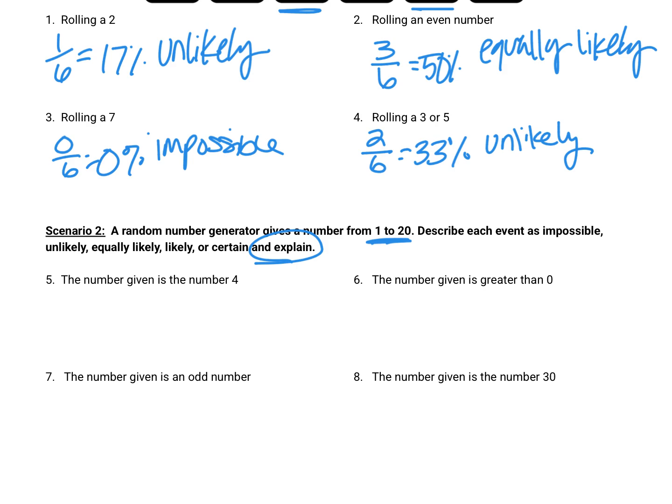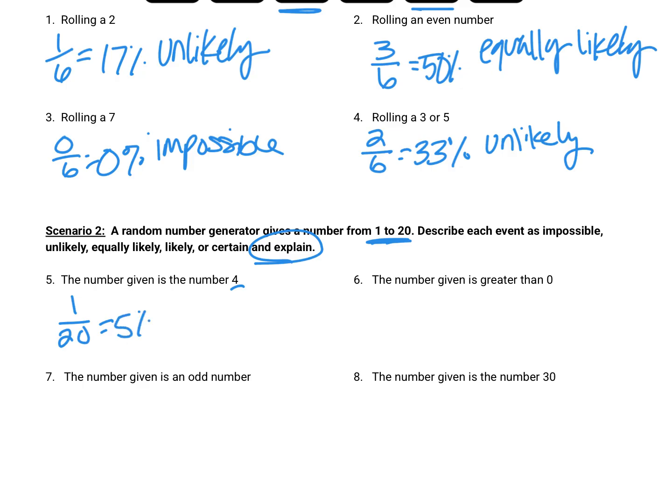All right, hopefully you've had a chance to try 5 through 8. Again, if you haven't already done so, pause the video, try those, and then come back and check your work. But let's see what you got for number 5. It says the number given is the number 4. So 4 is one option out of the 20 total numbers that we can get. If I turn that into a decimal, we're taking 1 divided by 20, that would give me 0.05. Multiply that times 100 to get our percent, and I would have 5%.